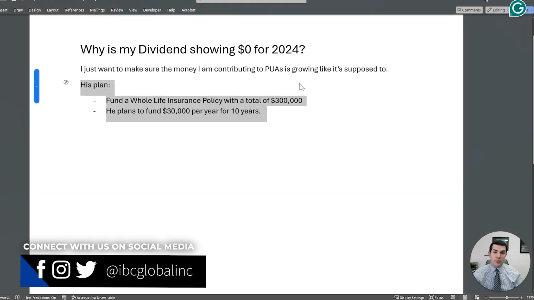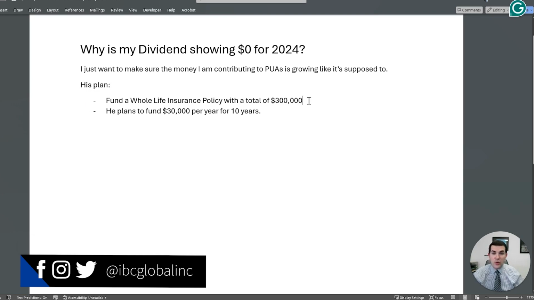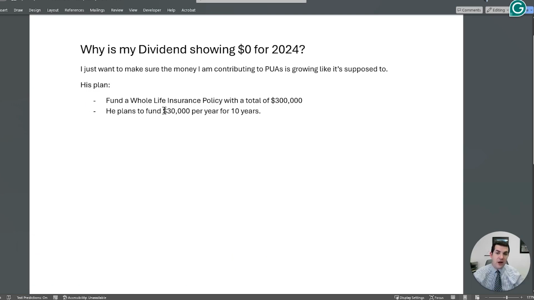So his original plan was to fund a whole life insurance policy with a total of $300,000, and he wanted to do this by funding $30,000 per year for a period of 10 years. So that was his original plan, and so far he has stuck to that. He's paid a total of $60,000, and he's currently in the second year.